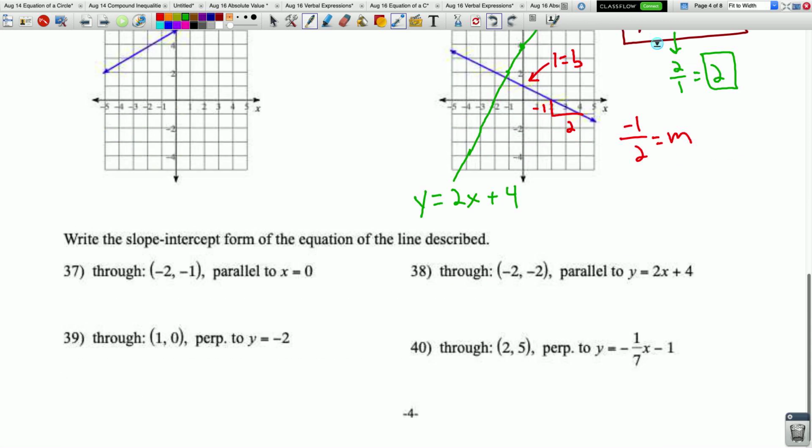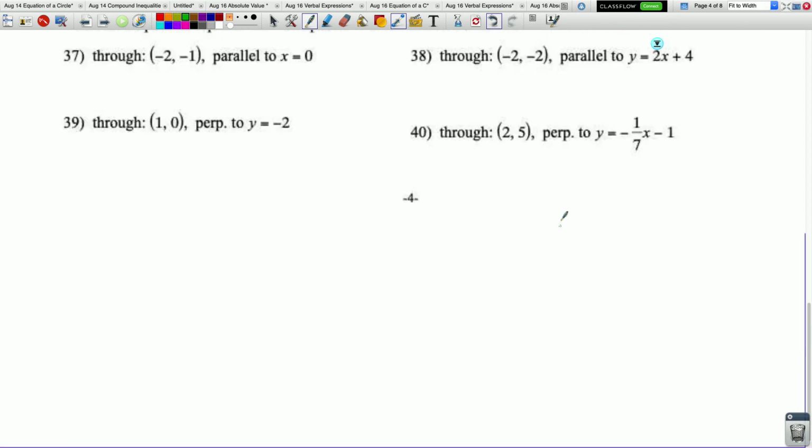All right, let's do one last problem. Let's do problem 40. I need to write the equation of a line that goes through the point 2, 5 and is perpendicular here. If it's perpendicular, I need to find the opposite reciprocal of negative 1/7. Flip that over, flip the sign. My slope is positive 7. This point gives me an x and a y to borrow. I plug them into slope-intercept formula, y equals mx plus b.